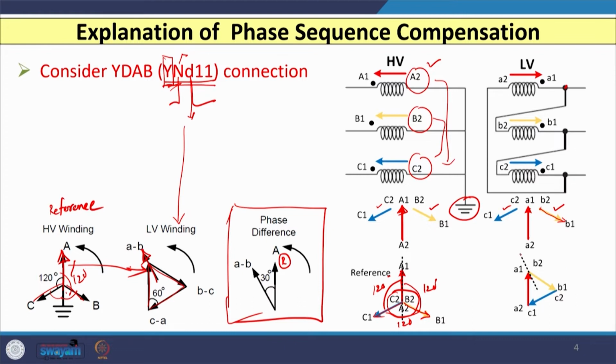So, if you draw the reference, then you will have the reference like this, and for this star winding you have the reference like this. If you compare these two phasors, then you will have this value. So, we can conclude that if we consider the star grounded delta 11 connection, then with reference to the HV winding, your LV winding phasor is leading by an angle of 30 degrees.